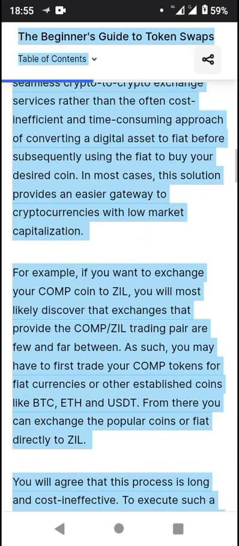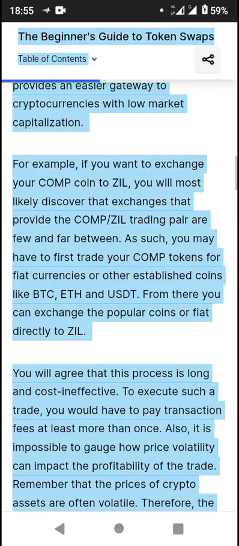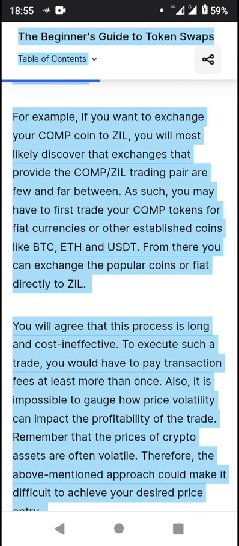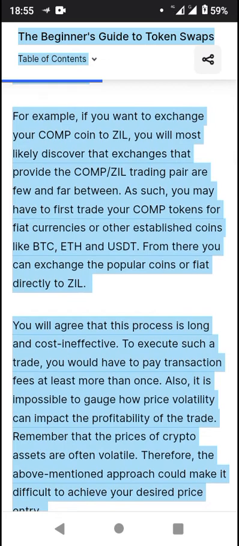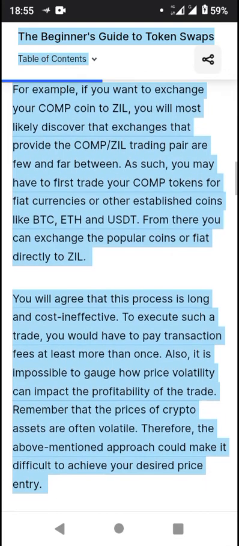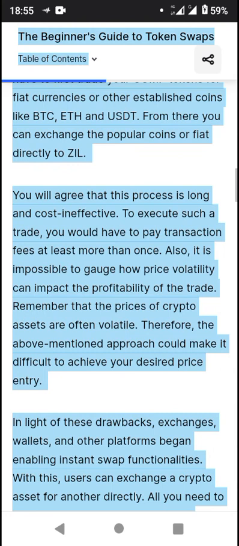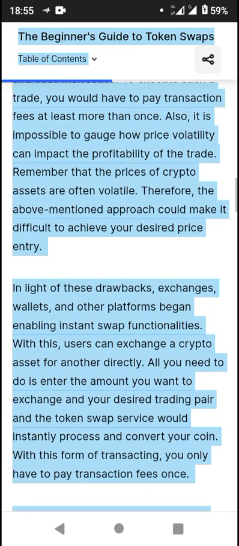For example, if you want to exchange your COM coin to ZIL, you've most likely discovered that the exchanges that provide the COM/ZIL trading pair are few and far between. As such, you may have to first trade your COM tokens for fiat currencies or other established coins like BTC or USDT. From there, you can exchange the popular coins or fiat directly. You would also agree that the process is long and cost ineffective. So those are some of the things you want to note.